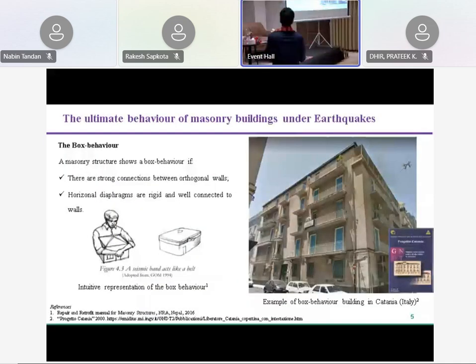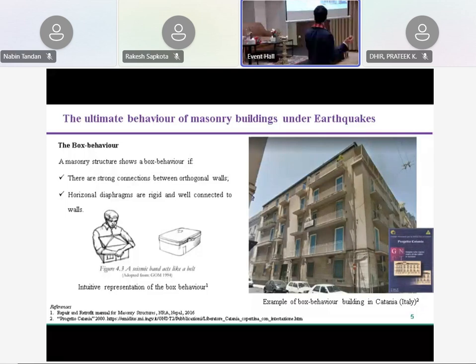Great. So now, if we move from the material itself to the building, we can recognize one important principle in masonry construction, which is called the box behavior. A masonry building shows a box behavior if all the walls are connected to each other, the horizontal diaphragms are well connected to the walls, and also the diaphragms are rigid, so that they are able to transfer the inertial forces from the floor to the walls. This is what we call, in one word, box behavior.